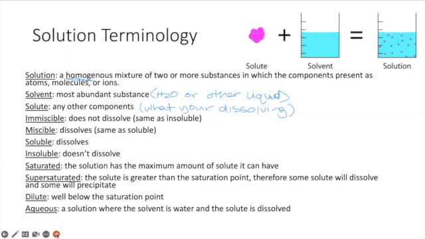Supersaturated is when the solute is greater than the saturation point, and therefore some solute will precipitate. I am not going to lie to you, I did not know what this word meant until about a year ago. I didn't know that it meant that the solute would precipitate out. I just thought it meant, oh, it's got a lot of solute. It's super saturated, it's super concentrated.